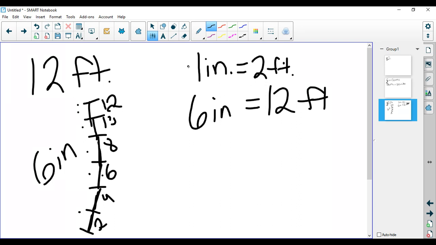Well, if you also look here, to get from 1 to 6, I took times 6. To get from 2 to 12, I also took times 6. So that's kind of looking at it like our equivalent fractions that we've been working on.